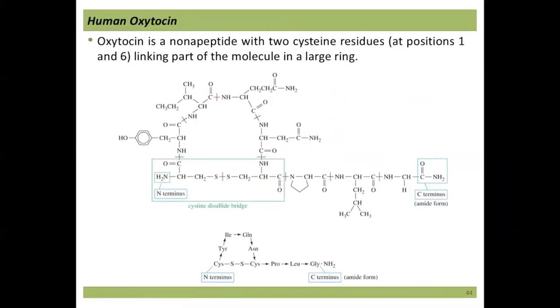So here is oxytocin drawn out in all its structural glory. So we can actually see the side chains. And so you can see that this disulfide linkage right here between 2 cysteines actually causes a loop in the molecule.